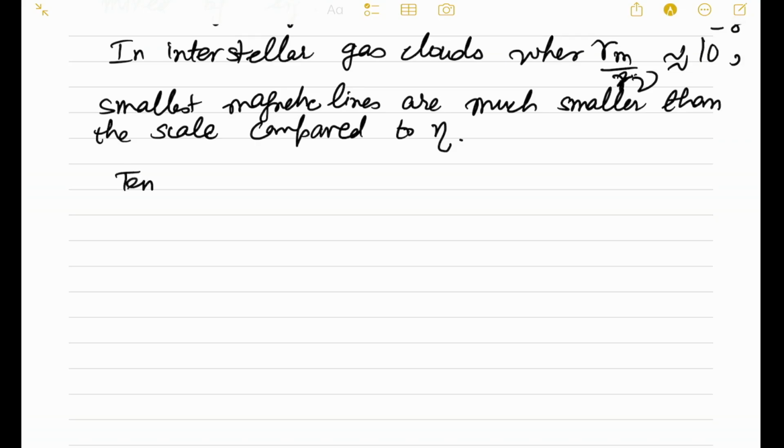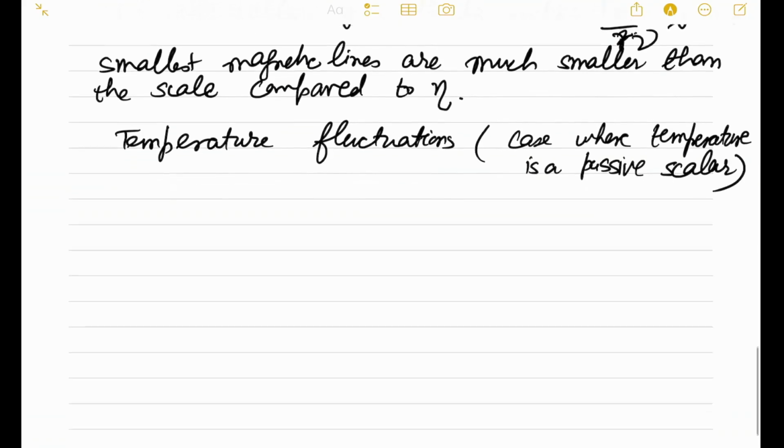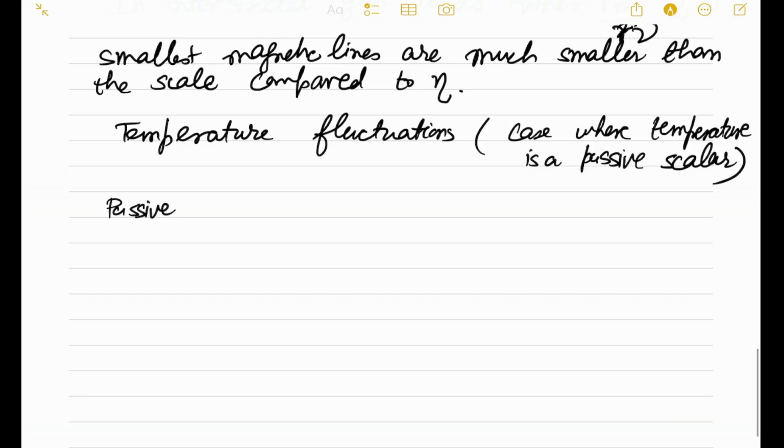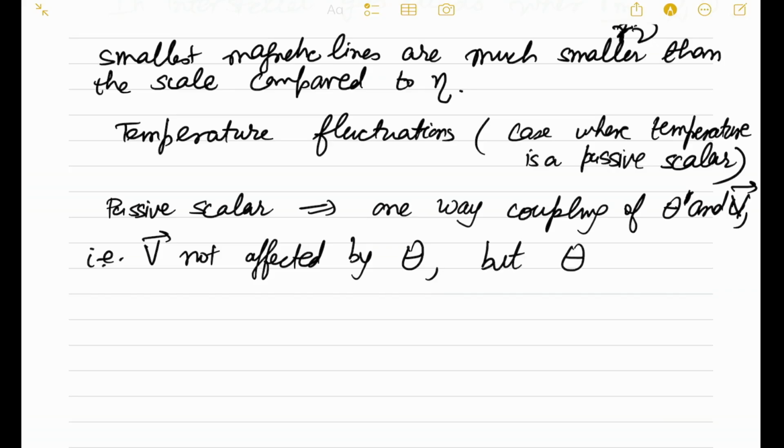So, now let's try to focus on temperature fluctuations, and we will look at the case where temperature is a passive scalar. And let me rewrite the things which I said at the start. Passive scalar implies one-way coupling of theta and u, that is, the velocity field is not affected by theta, but theta is affected by it.